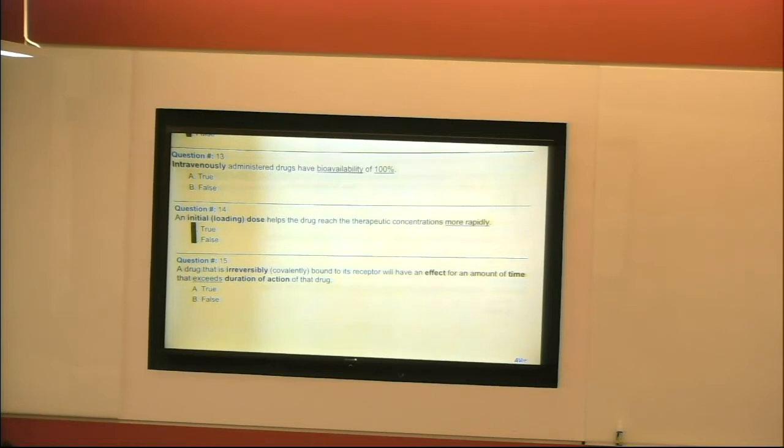Okay, so actually, I'm saying even after the 5 to 7 half-lives, the drug is out of your circulation, right? But the molecules that are bound to the receptor, what happens to them? Are they going to leave the receptor? No. So the effect is going to stay there until, guess what?